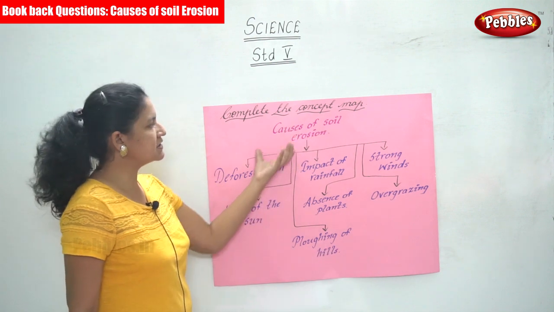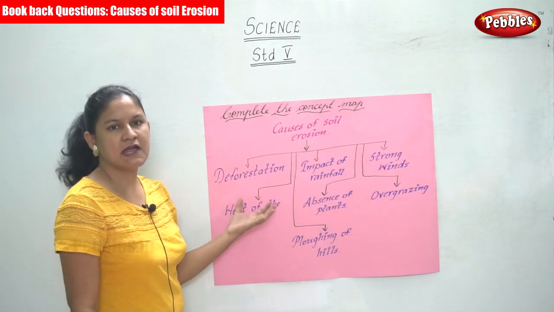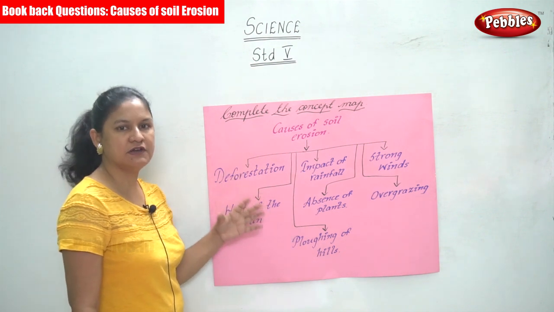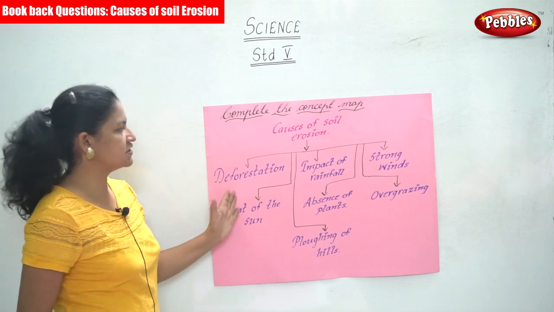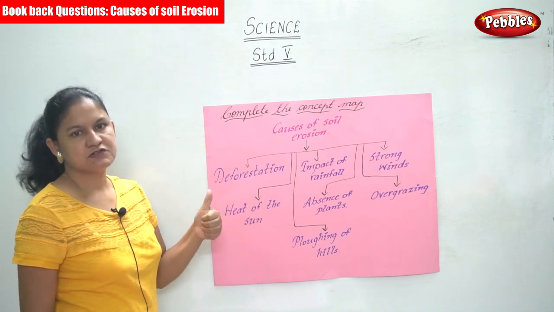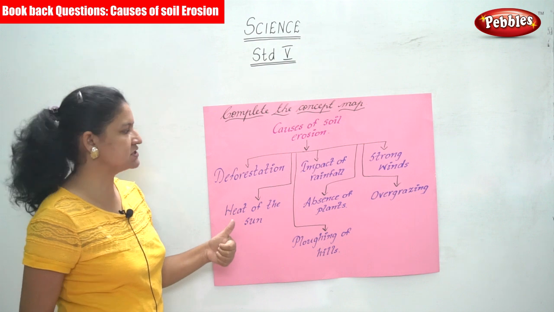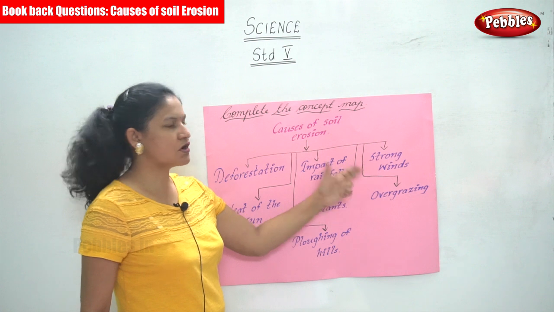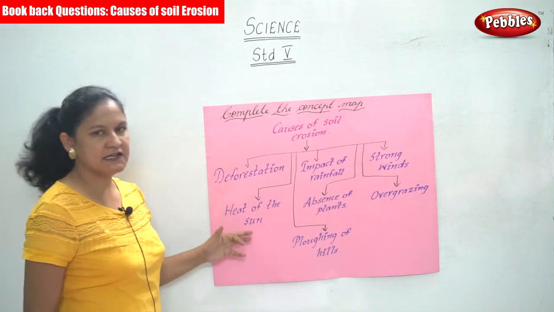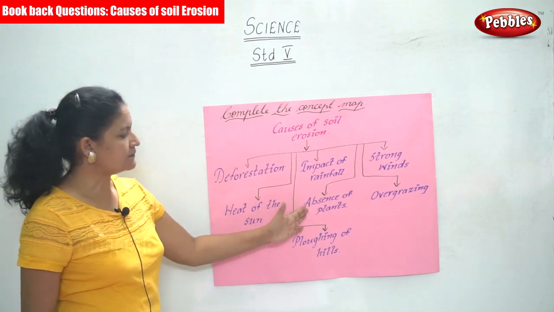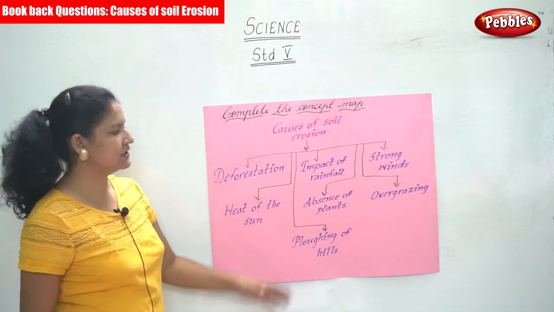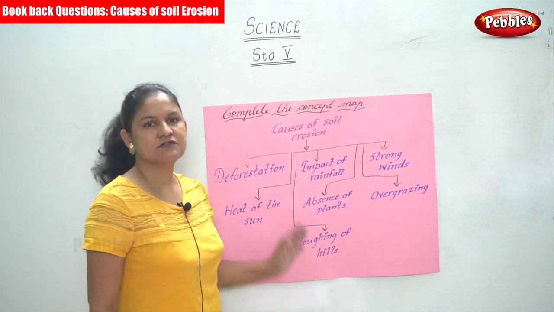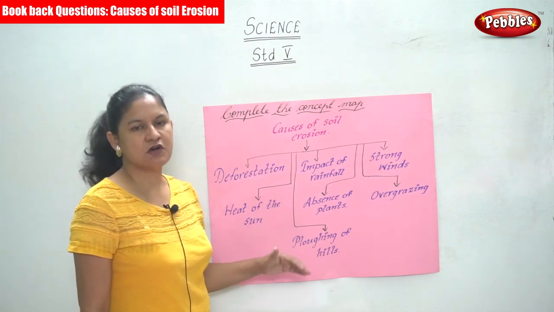So by learning this concept map, we can understand what the causes of soil erosion are. So the first is deforestation, the cutting down of trees. The impact of rainfall, strong winds, heat of the sun, absence of plants, overgrazing and the ploughing of hills. So these are all the causes of soil erosion.